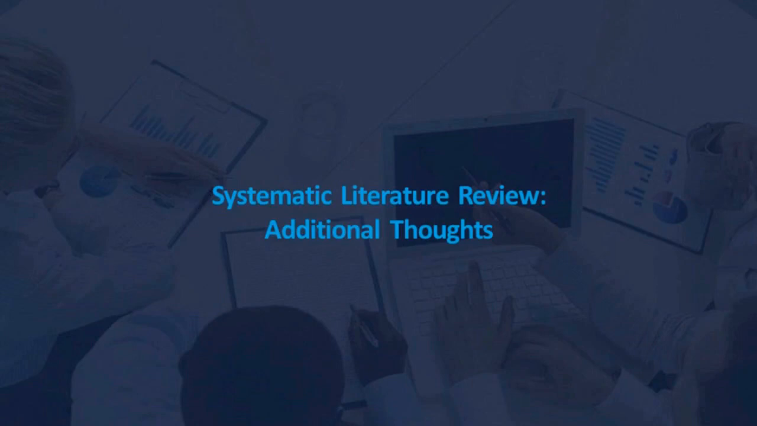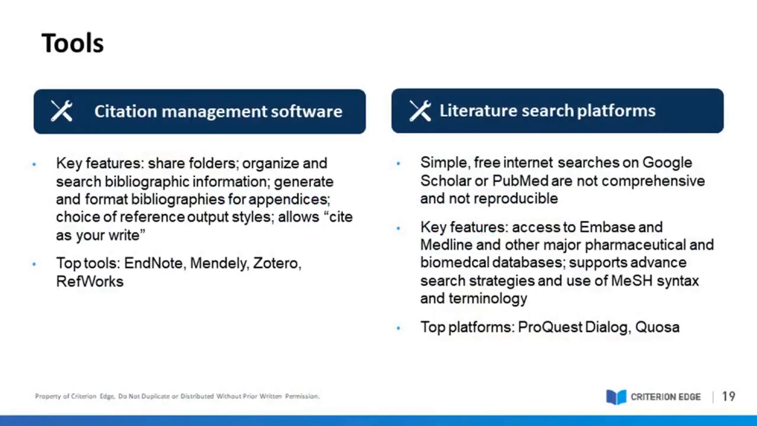So that was a lot of information. We just spent some time reviewing in detail the steps of the systematic literature review. Now let's look at some tools and technology that can help support the process and a few additional thoughts. So what tools are available to help in the systematic literature review process? As you can imagine, there are tools that can facilitate efficiencies and automation to replace standard manual methods.